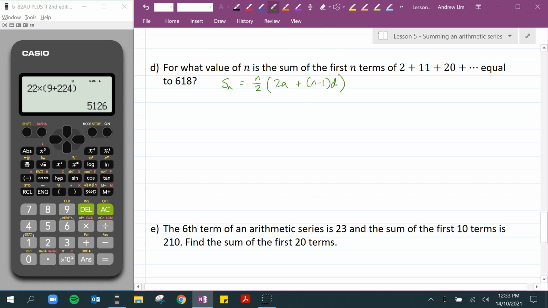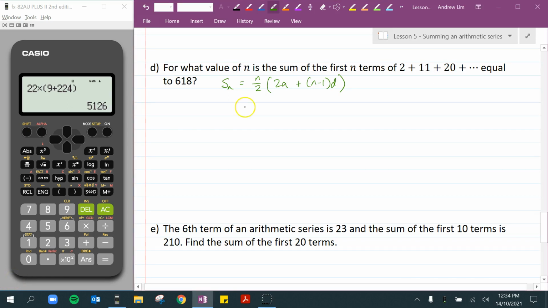Now you might be wondering, why did I use this one and not n over 2 times (a plus l)? Well, it's because I don't know what the last term is. I don't know what the last term is going to be when I add all of these terms together, it will equal 618. But I do know what the common difference is, and that's 9.